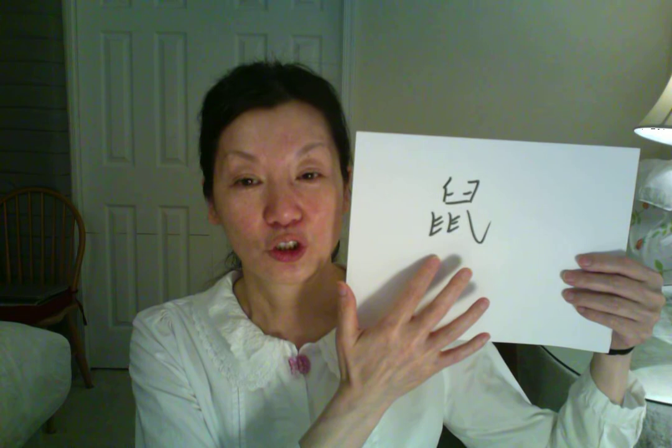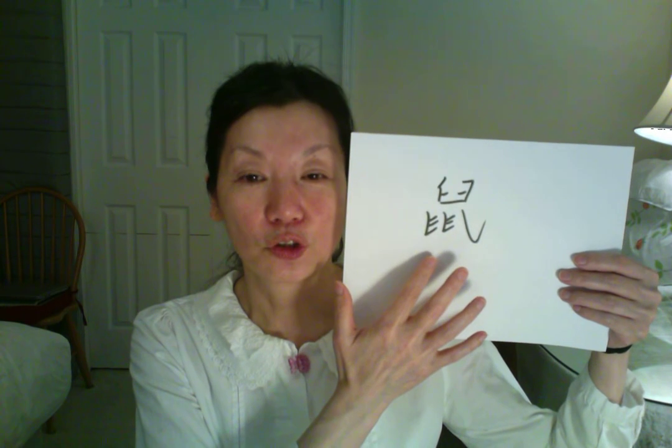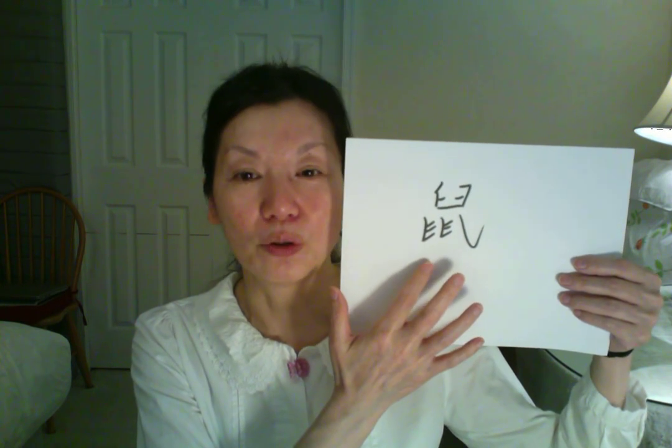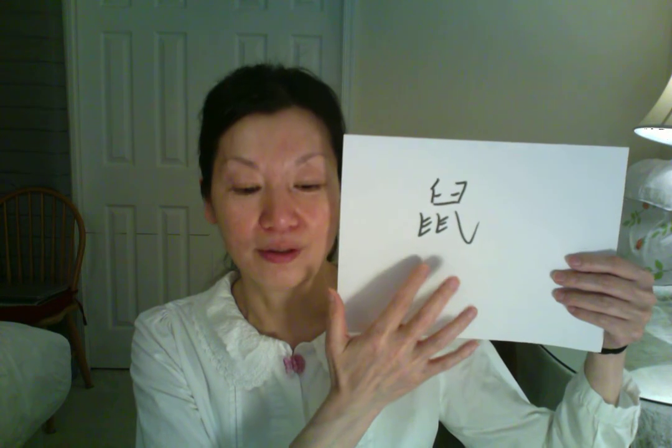The first animal, which one? Maybe you know this one, right? Rat, yes. In Chinese, say what? 鼠, one more time. In Chinese, say the first one, 鼠, rat. Okay. Let me see the next one here.